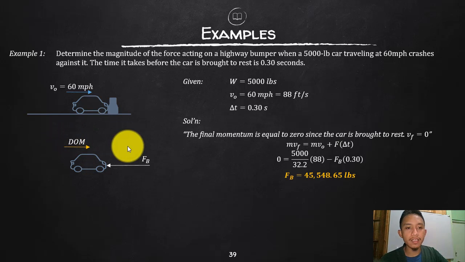So this is the direction, the original direction of motion, going to the right. But once it hits the bumper, of course, it will now stop after 0.03 seconds.